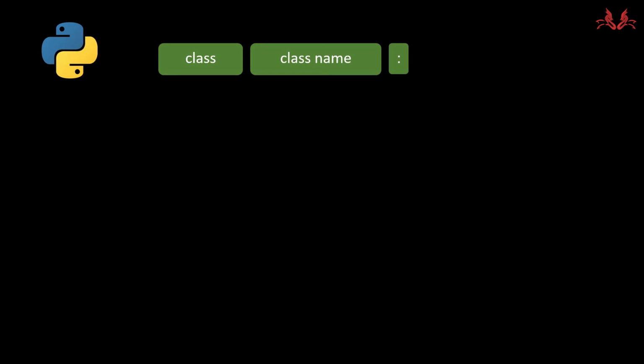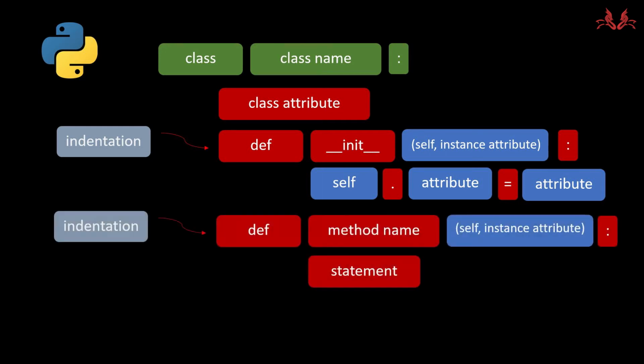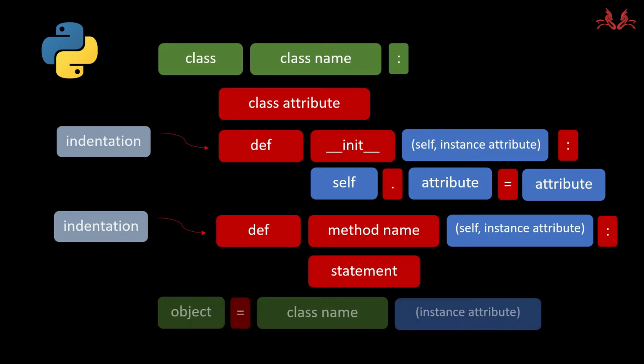At first, we use class to define the class name and class attributes. In the class, we define a double underscore init double underscore with self and instance attributes, and we define the attribute by self.attribute. Then we define the method name with self and instance attributes. Out of the class, we use the class and the instance attributes to define the object. Alright, it is a little bit complex. Let's demonstrate it and you will understand it more.